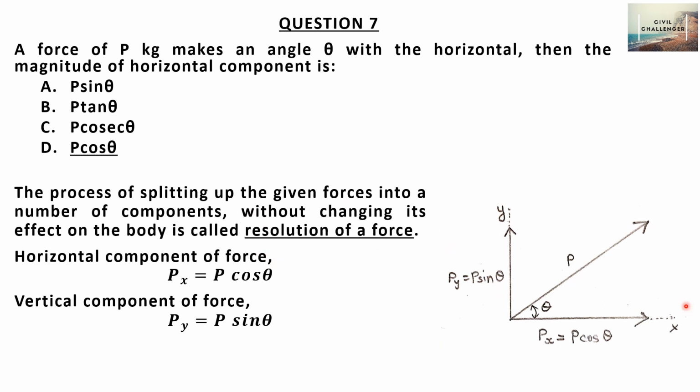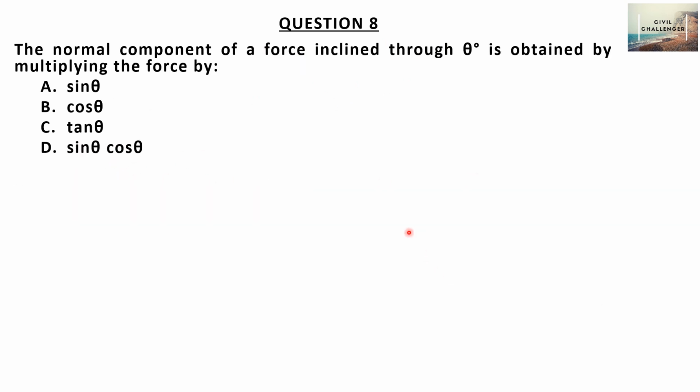Okay, if we are splitting up into two mutually perpendicular components, then the horizontal component is Px and the magnitude is given by P cos theta, and similarly the vertical component is Py and the magnitude is given by P sin theta. Okay, horizontal component of force Px is equal to P cos theta and vertical component of force Py is equal to P sin theta. Therefore the correct answer is option D. A force of P kilogram makes an angle theta with the horizontal, then the magnitude of horizontal component is P cos theta.